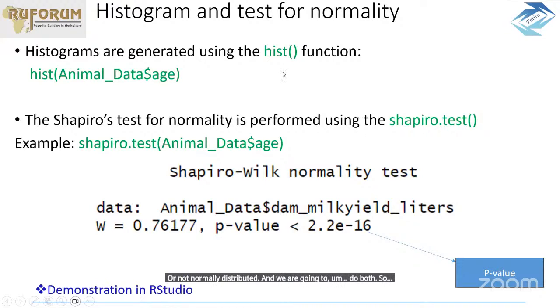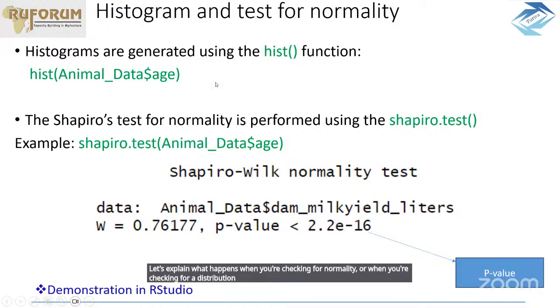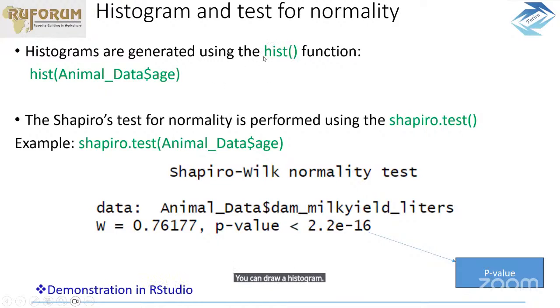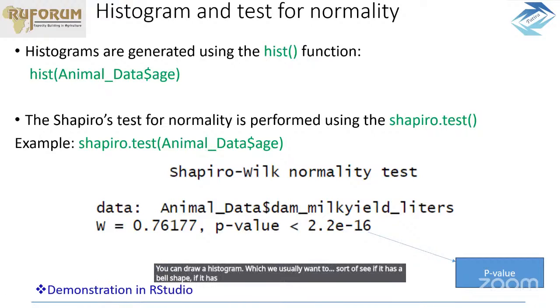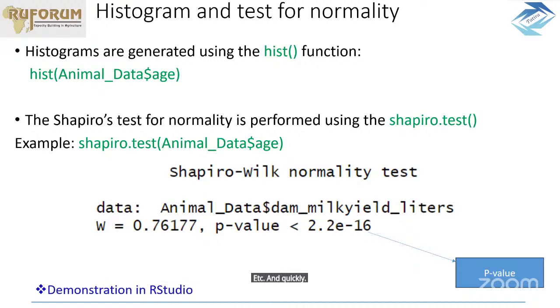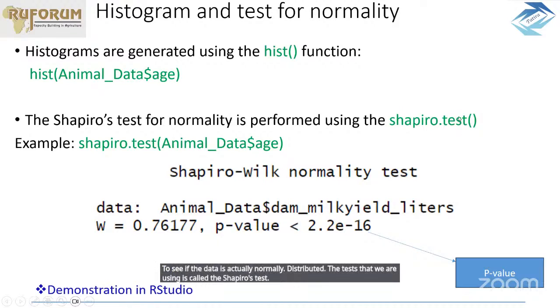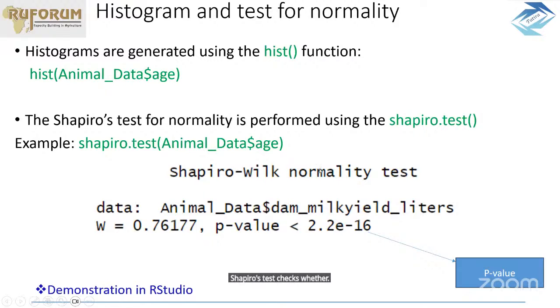Before we run that test, let's explain what happens when you're checking for normality or the distribution of a data. You can draw a histogram, which we usually use to see if it has a bell shape, if it has a tail, etc. Quickly, you can use the hist function to find the histogram and then perform the test to see if the data is actually normally distributed. The test that we are using is called Shapiro's test. Shapiro's test checks whether the variable is normally distributed.